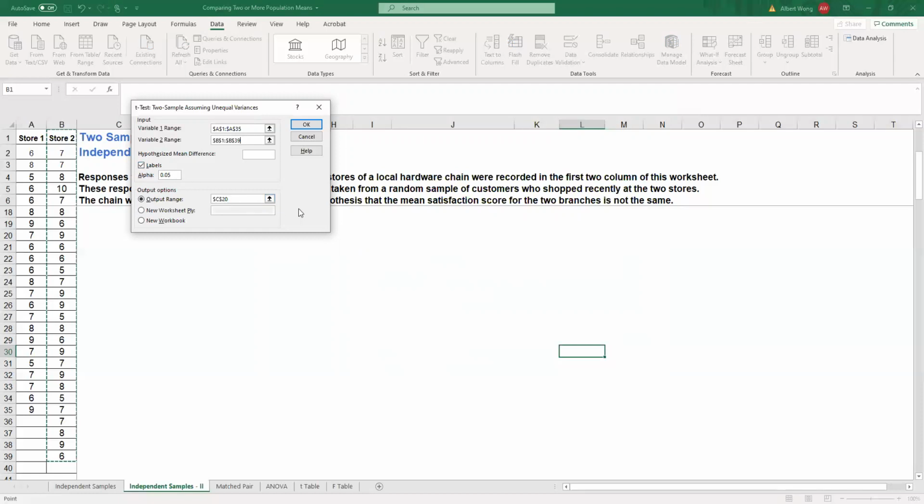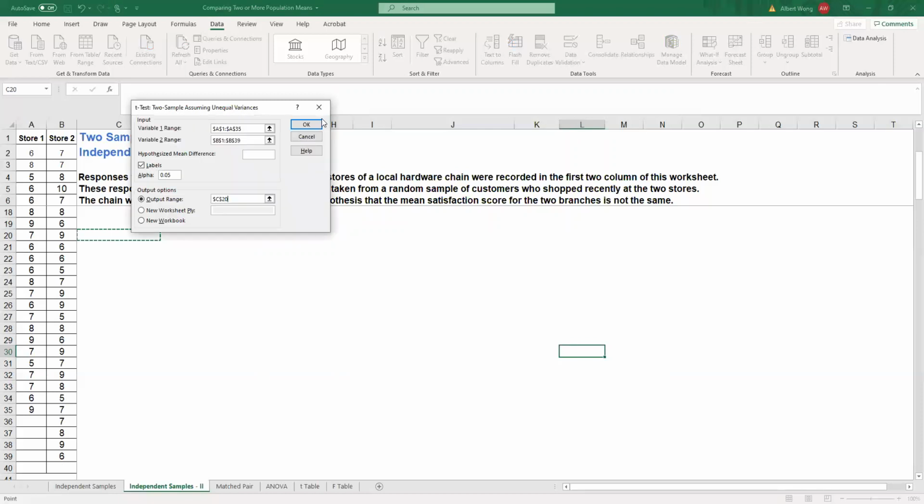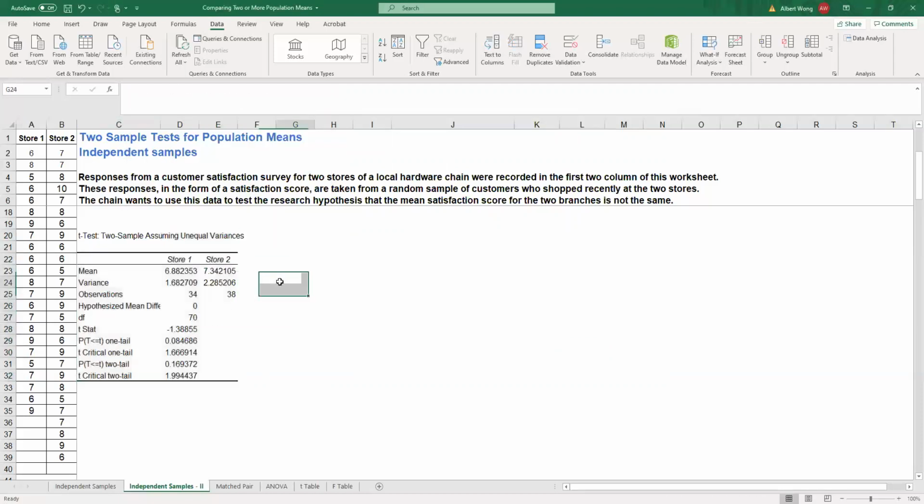Now, you can put your output in many different places. I choose to just put it here so that I can take a look at it. You can also put it in a new worksheet if you want to. Then you say okay, and here we go. So this is the output, and you can see that it calculates everything for you. If you generate the output, you practically do not have to do anything.